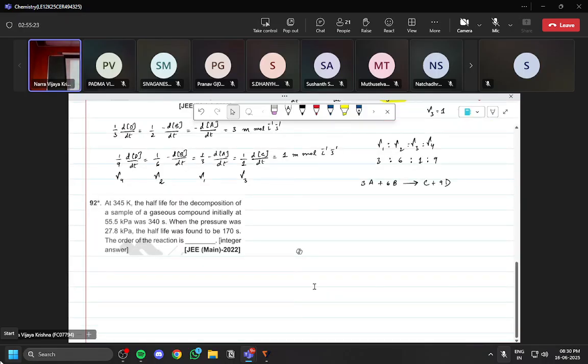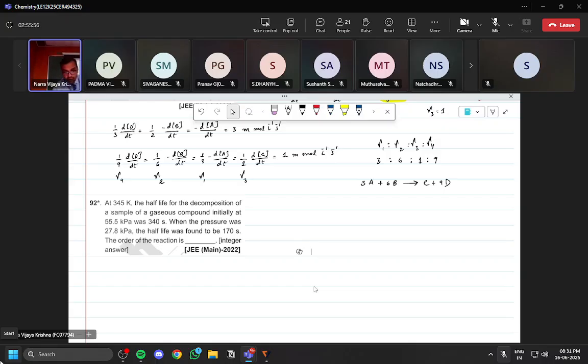Half-life for the decomposition of a sample of gaseous compound initially at 55.5 kilopascal was 340 seconds. Then the pressure was 27.8 kilopascal, and half-life was found to be 170 seconds. Order of reaction? When pressure is changing, half-life is also changing. Definitely it is not first order. Reason: first order is independent of concentration. So definitely it is not first order.